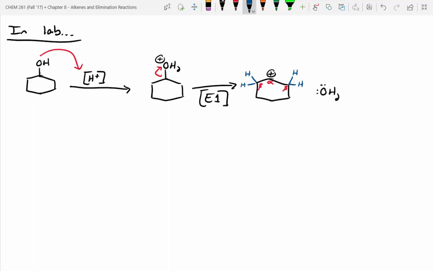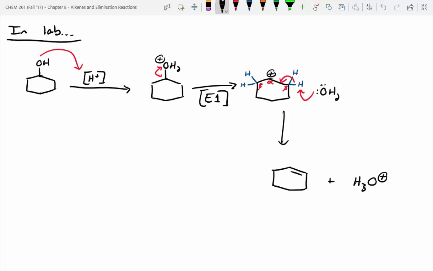Okay, so the next step, we've got to have water act as our base, right? Because it's the only thing around that is even remotely basic. And it's going to grab one of those beta protons. It's going to clamp down, and it's going to give you your cyclohexene plus hydronium, right?